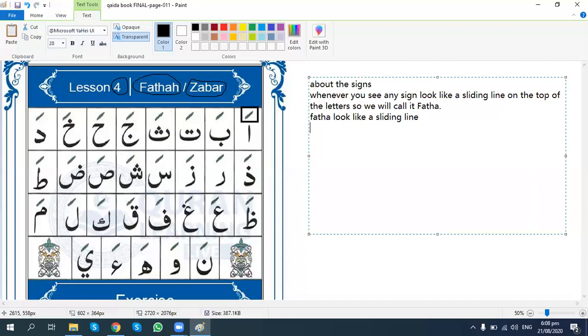You can tell your student that just as you learned the letter sounds before, we have a sign sound as well. The fatha sound is a. This is the sound of fatha: a.